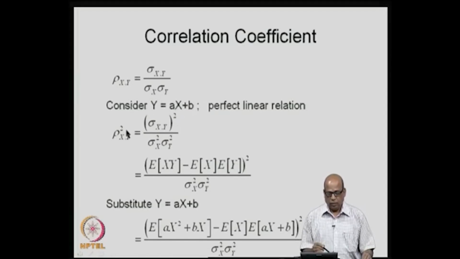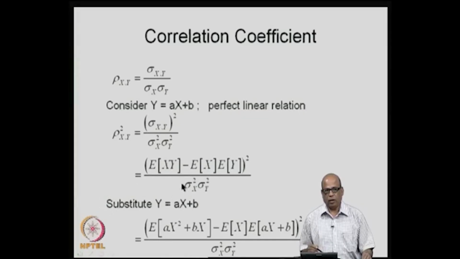Now, we consider rho x y square, which is the correlation coefficient square. We write this as sigma x y square divided by sigma x square sigma y square. And what is sigma x y? Sigma x y is expected value of x y minus expected value of x, expected value of y, and we are squaring the whole term. And we will retain this sigma x square sigma y square as they are right now, and then substitute y is equal to a x plus b.